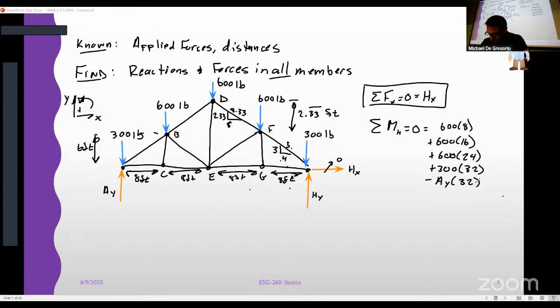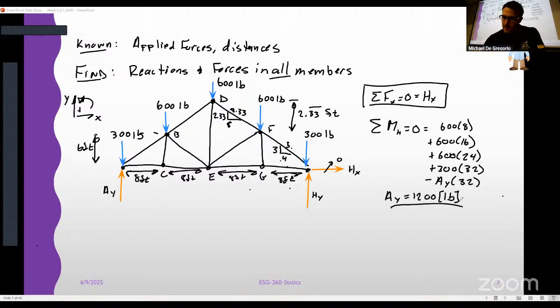Look, we can solve for AY immediately, right? And AY is equal to 1,200 pounds. Okay. We got 2 of our 3. And again, we said by symmetry, this makes sense if you look at it, right? It's symmetrically loaded, so both of those forces have to be equal. But let's double check.